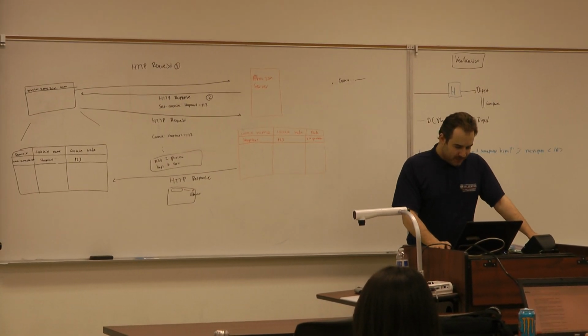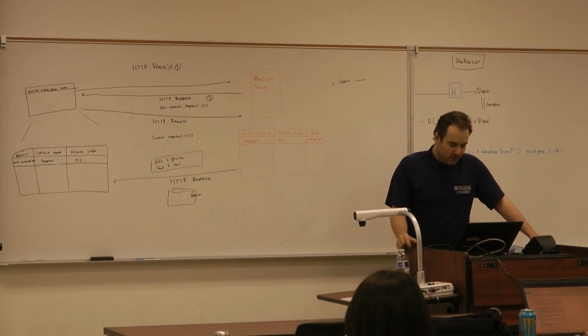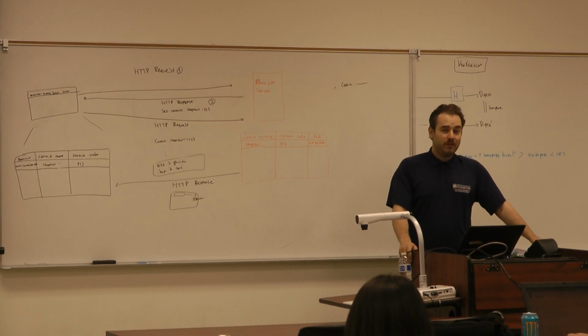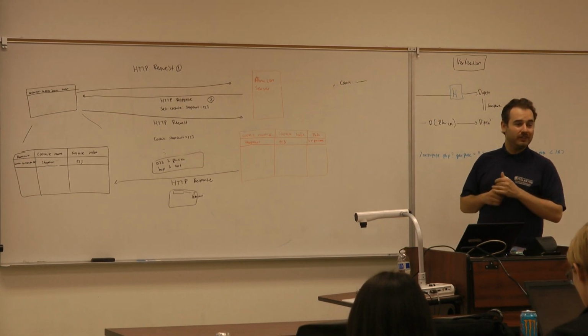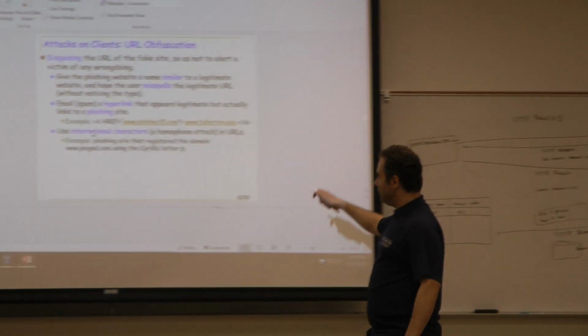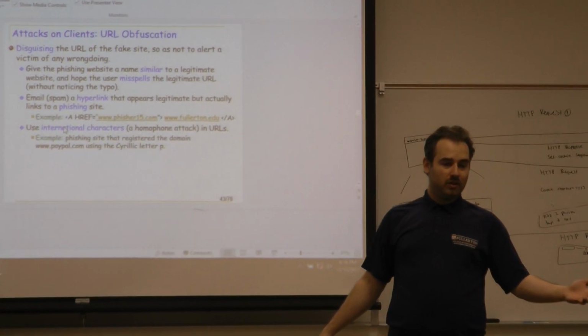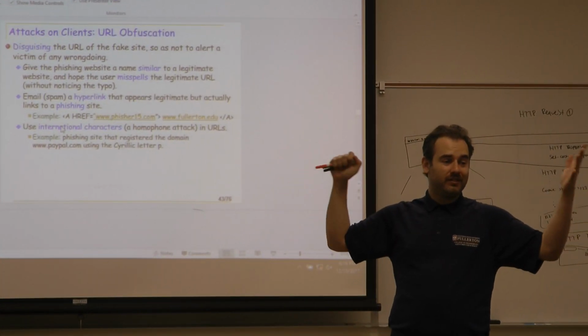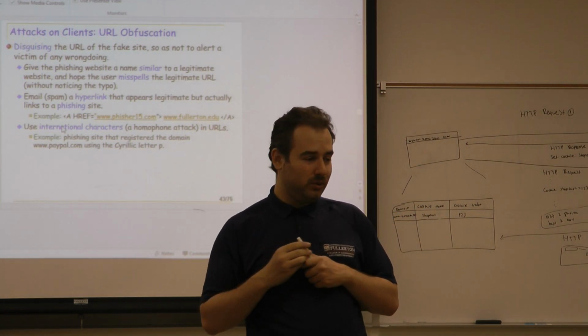So, let's take a look at more attacks. Another kind of attack is URL obfuscation. This one is such a cheap shot, it almost makes me feel guilty. But let's say that I give you a link called fullerton.edu. You click on it. It takes you to what you assume is fullerton.edu.